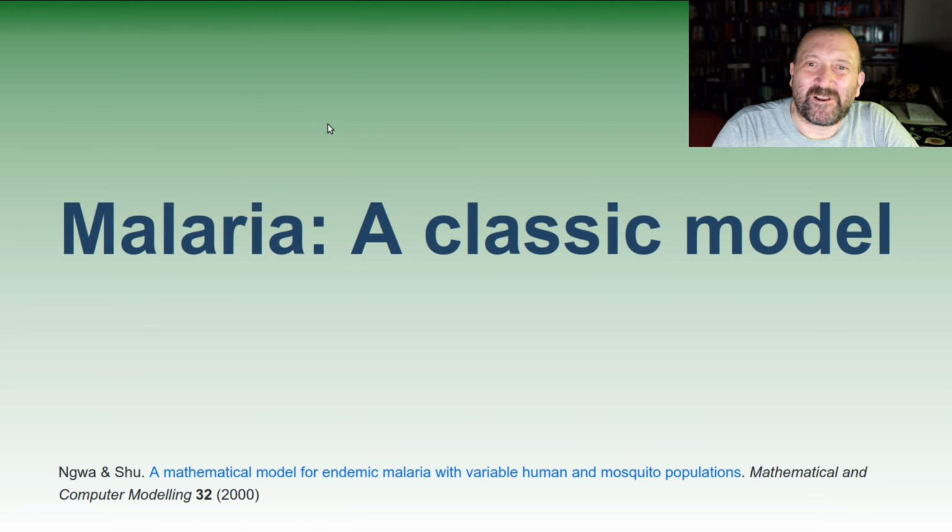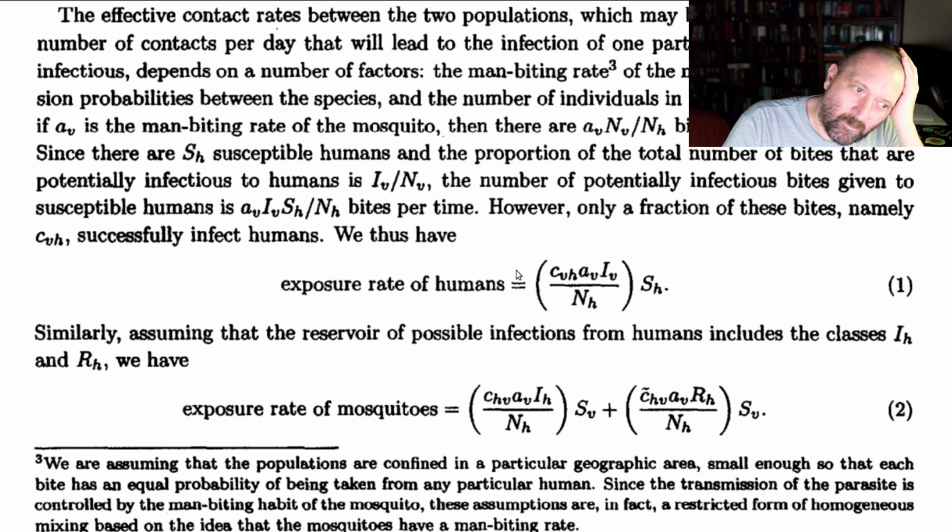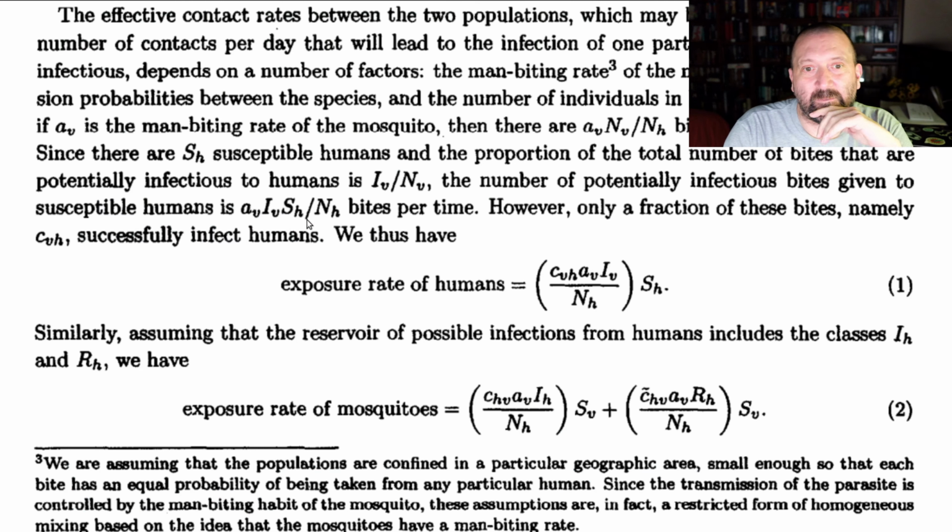There was the super classical. Let's look at classic. So this is a paper by Ngoa and Xu. This is a model for malaria. One of the reasons I wanted to show this paper was to show one important characteristic of modern malaria papers.